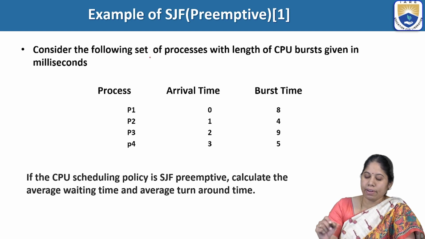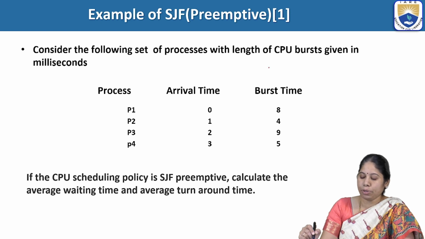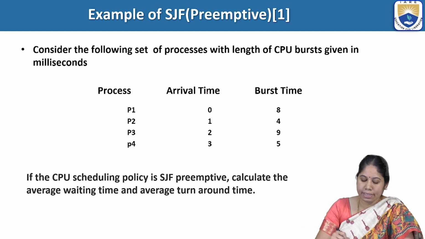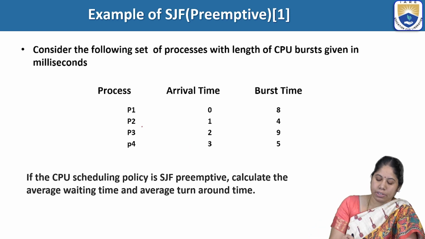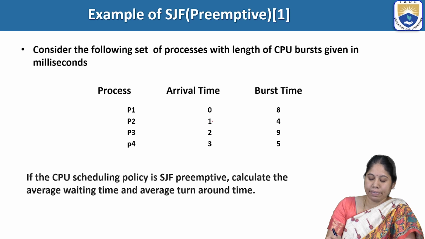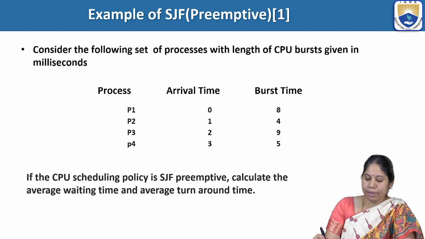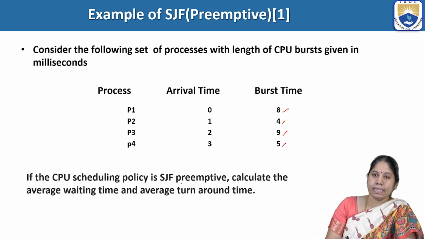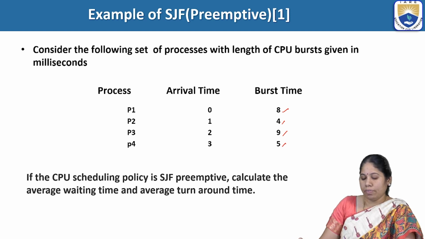Consider the following set of processes with the length of the CPU burst given in milliseconds, and here this is the snapshot. Processes P1 to P4 arrive at different intervals 0, 1, 2, 3. P1 burst time is 8, P2 burst time is 4, P3 burst time is 9, and P4 burst time is 5. If the CPU scheduling policy is SJF preemptive, calculate the average waiting time and average turnaround time. Let us solve this problem.